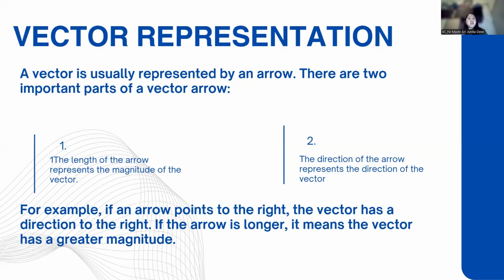For example, if we draw an arrow from point A to point B, the vector starts from A and ends at B. This can be written as vector AB. So the arrows help us understand the vector visually.